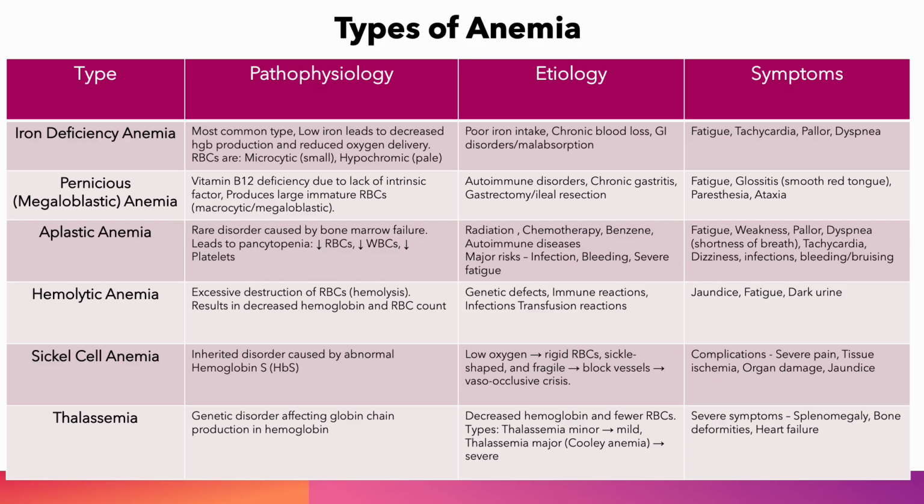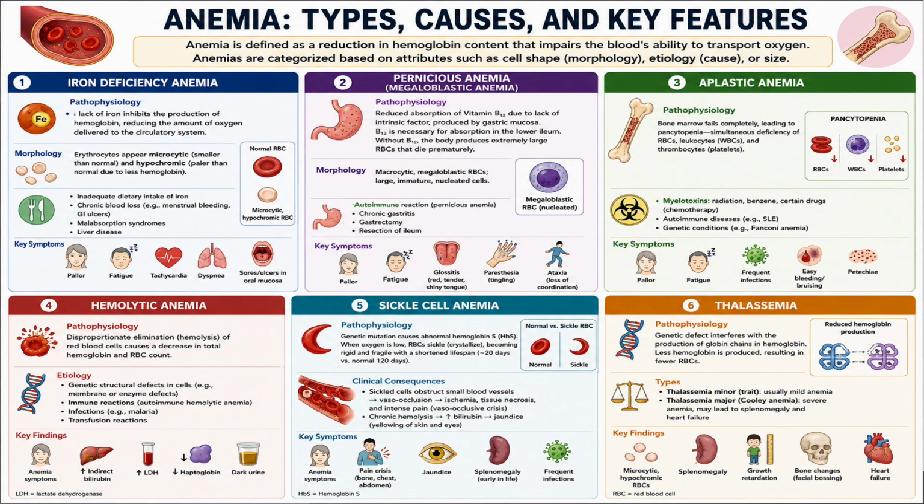ischemia. Thalassemia is a genetic disorder. This involves defective globin chain production and can range from mild to severe. There's a chart here I created. Please review this. It explains the patho of each type of anemia, the etiology, basically the causes, and what symptoms you usually see in each type. This is a cheat sheet with all the types of anemia on it. Hopefully it will make it easier for you to remember this.